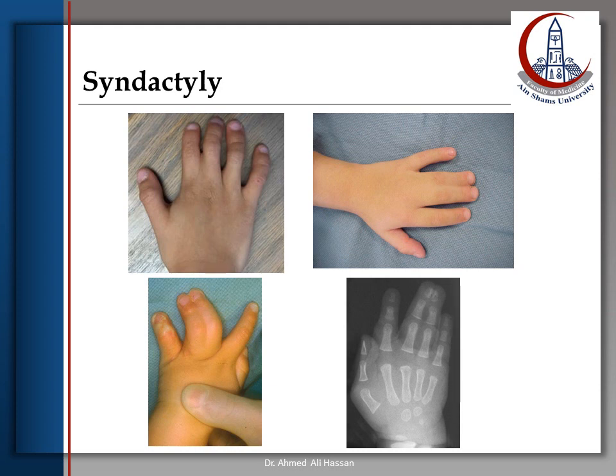Here are some forms of syndactyly. As you see, this is incomplete syndactyly because the fusion is only to half of the length of the digits, to the proximal interphalangeal joint. Here is complete complex syndactyly, and the X-ray shows the osseous fusions of the complex syndactyly.